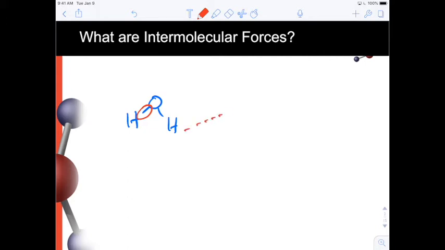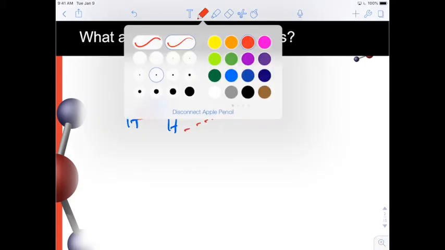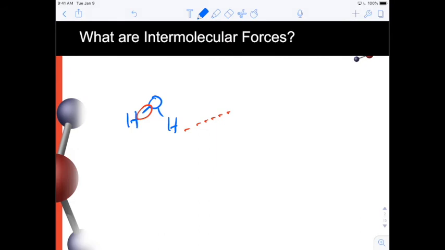What we're learning about in this chapter are the individual forces between the molecules. So what holds this water molecule here to this water molecule here? That's what we're studying here.